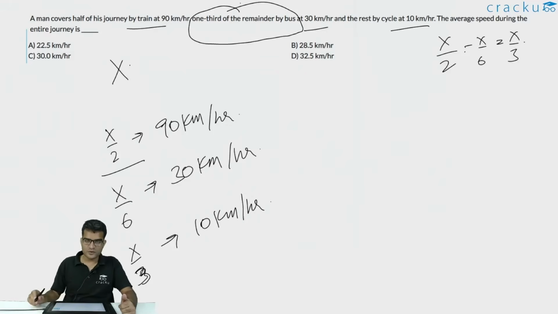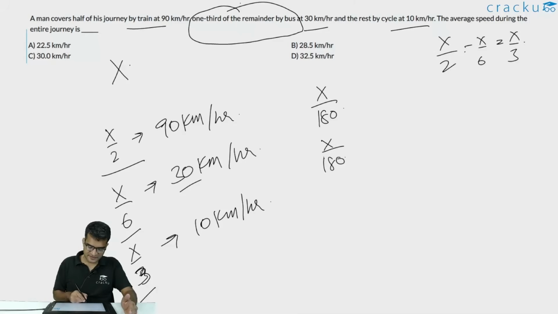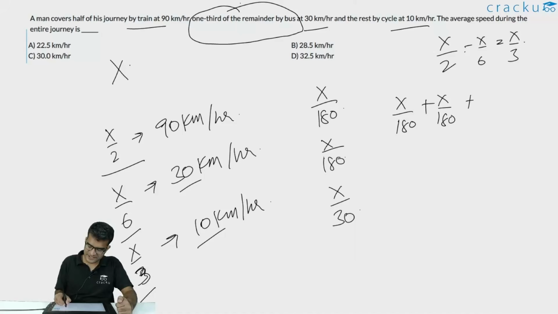The first x by 2, because he's covering at 90 kilometers per hour, is going to take x by 180 hours. The next x by 6, because he's traveling at 30 kilometers per hour, will also take x by 180, because 6 into 30 is 180. And the last x by 3 is going to take x by 30 hours. So the total time that he's going to take is x by 180 plus x by 180 plus x by 30. This is the total amount of time that he takes to travel x kilometers.